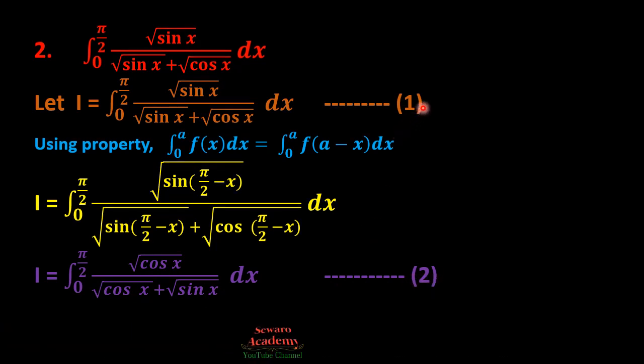Just compare equation number 1 and 2. The denominator is almost the same: here root sin x plus root cos x, here root cos x plus root sin x. So both are the same. And the numerator here is root sin x, but here we have root cos x. So if we add equation number 1 and 2, the numerator and the denominator after adding will be the same and get cancelled off, and the integration will be just integration from 0 to pi by 2 of 1 dx. Then it will be very easy for us to evaluate.